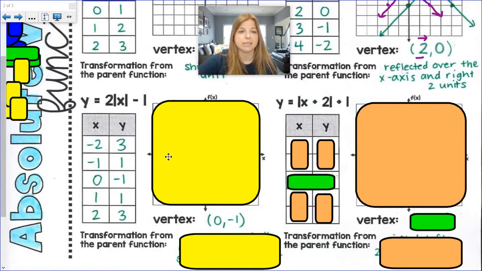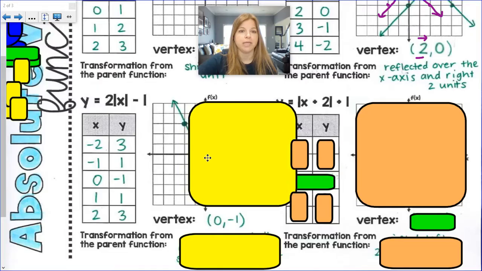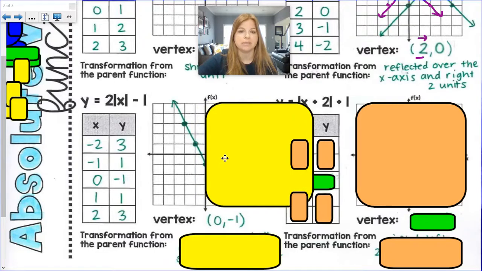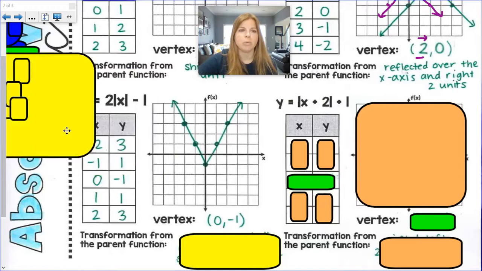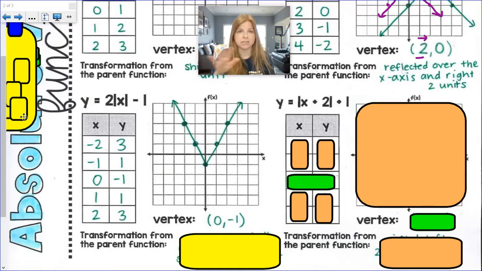Let's plot those points. Negative 2, 3. Negative 1, 1. 0, negative 1. 1, 1. And 2, 3. Now, I hope when you look at this graph, you're immediately going, hey, this doesn't even look like the same shape. Well, let's go back to the function. Which part of this function actually changes the shape of the figure? It's the 2.